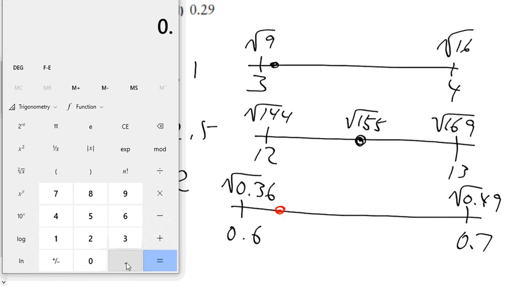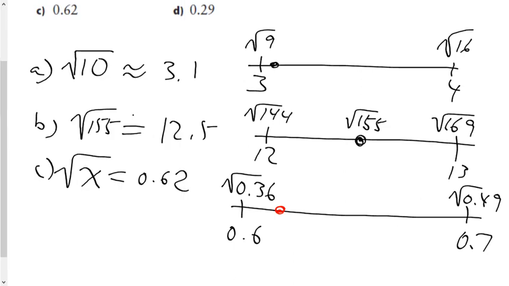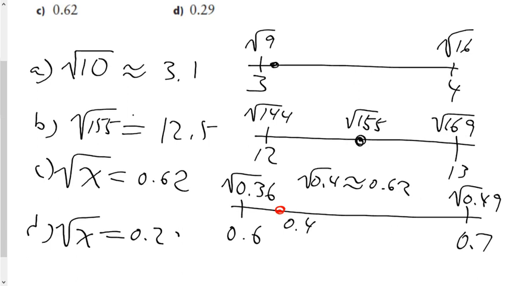Let's see. What is the square root of 0.4? Square root button. The answer is 0.63. Was I close? Yeah, close enough. Oh, sorry. My brain's not working so well. Not enough coffee. 0.4. So the square root of 0.4 is approximately equal to 0.62 in my estimation.